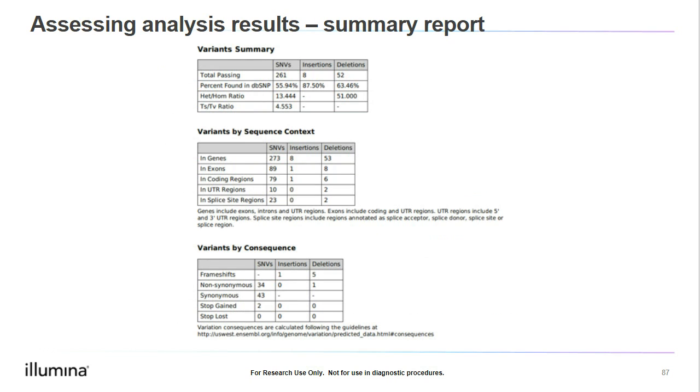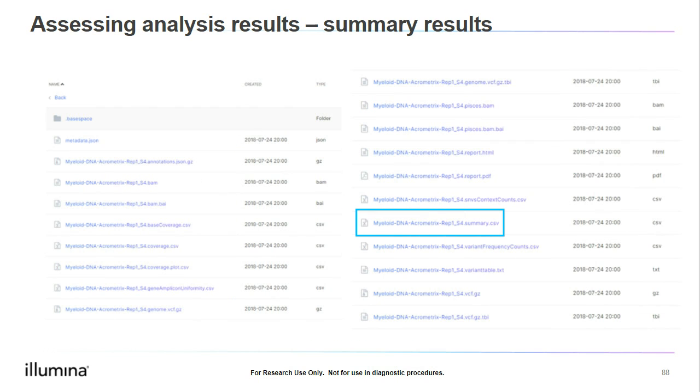The PDF report also lists high-level information about the variants found in the sample, including types of variants, variant locations, and the consequences of the variants. If we go back to our list of files, there's also a summary.csv file. This file also includes the high-level metrics we have already reviewed, but in a .csv format.